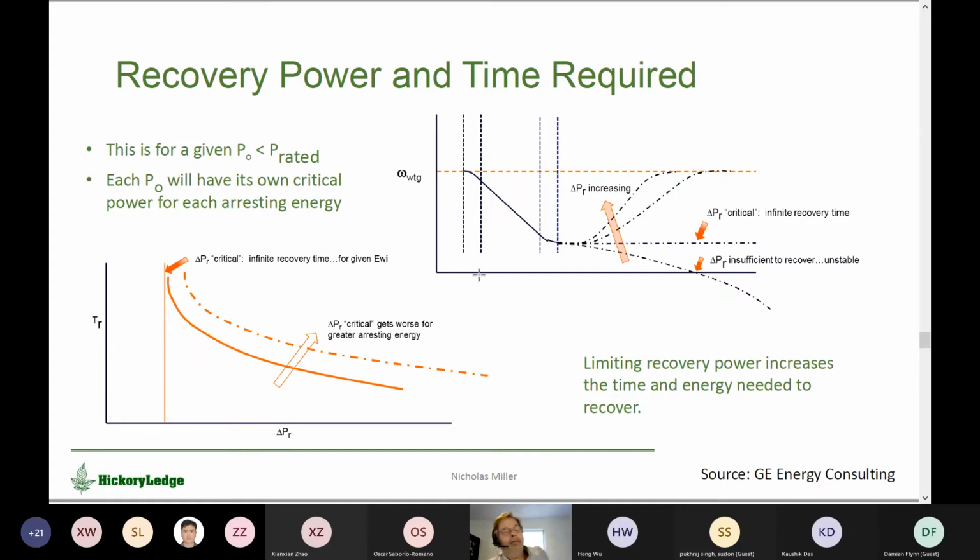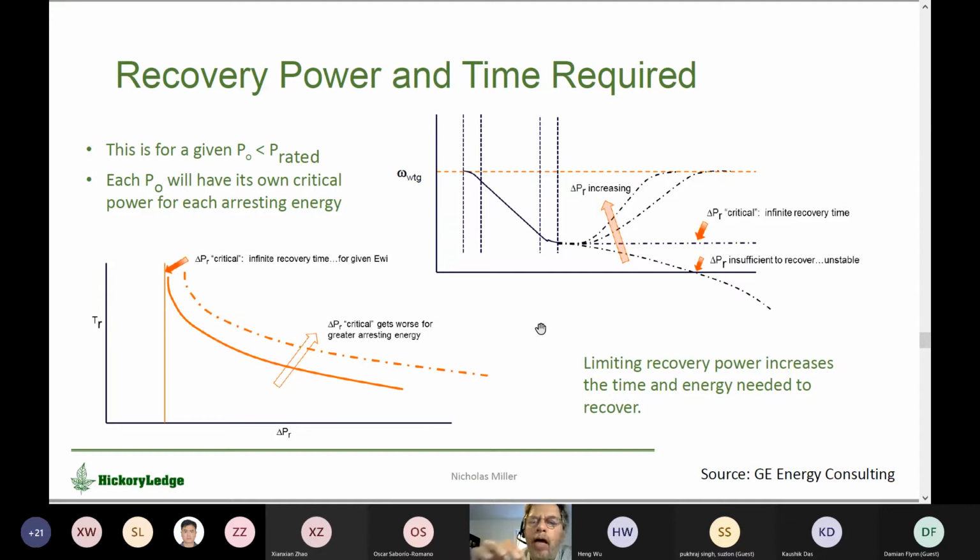So I've never seen somebody else publish this. This is work I did a number of years ago, trying to point out that you've got to be really careful. If the initial power is lower than rated, which means that the turbine was doing everything it could, then each initial power will have a maximum reduction on the backlash. So think about that. You can take it to the limit.